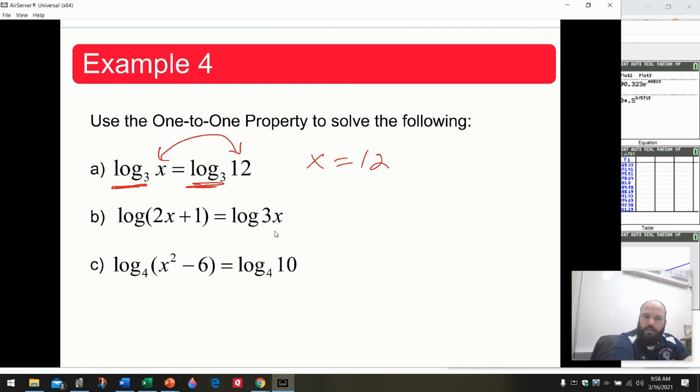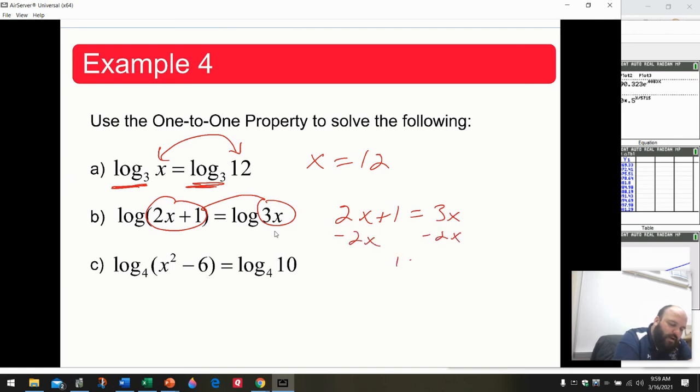Now, the next one is not quite as straightforward. We have a log right here, and we have a log right here. Now, you can see, as I said a little bit ago, since there is no base written, that is log base 10. So both of these have a base of 10, which means they're both matching. But what that means is, since these are equal, then these 2 things have to be equal. This has to equal this. So we will set that 2x plus 1 is equal to 3x. When I subtract 2x from both sides, I get x equals 1. And that one's solved.